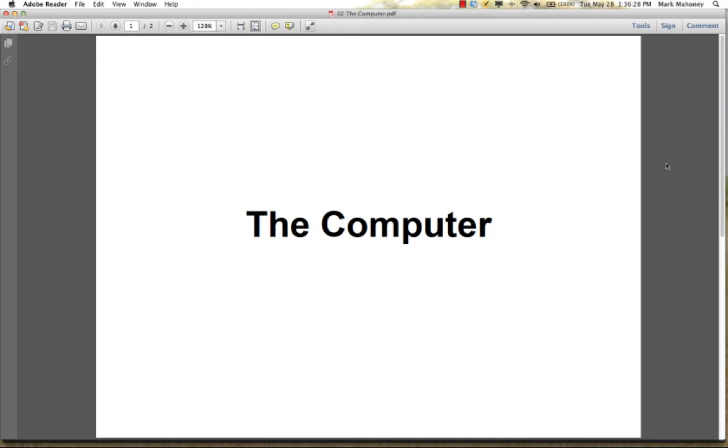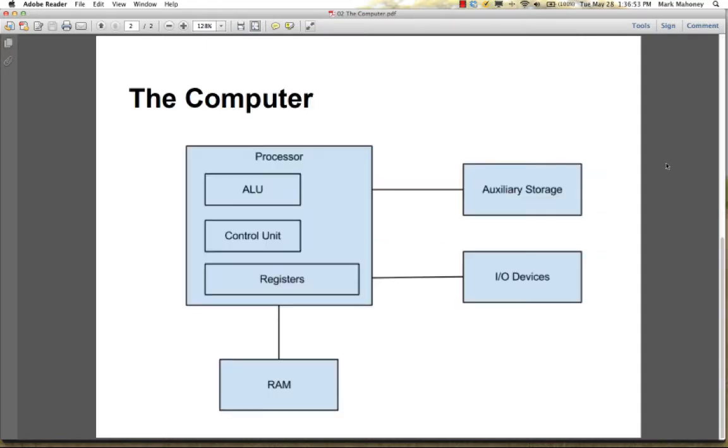Okay, in this lecture we're going to talk a little bit about the computer itself. In the last lecture I said I'm not terribly interested in the computer. In my opinion, computers are the least interesting part of computer science. It's the software that controls the computer that is so interesting to me. However, in order to write programs, we do have to know something about what's inside the box. So, what is a computer?